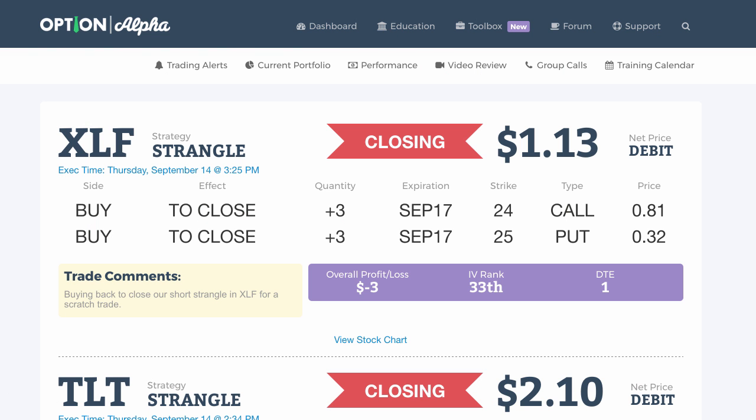So we just figured, look, it's a scratch trade. We're getting so close to expiration. You don't want to run the risk of being assigned on either side and having to go through that situation. So we ended up closing the position and removing the risk.